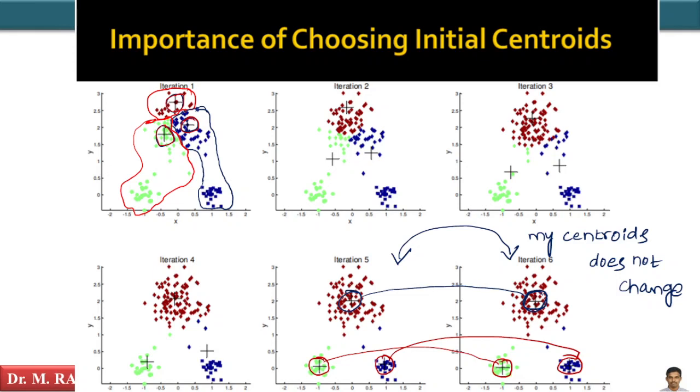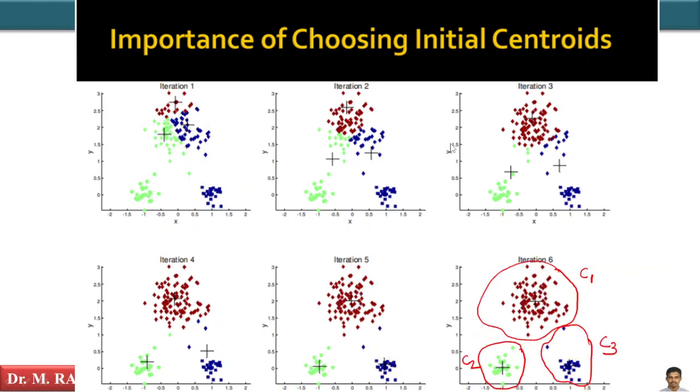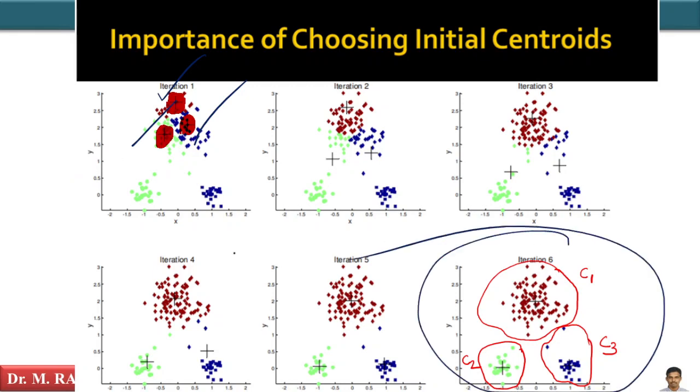My final clusters are, this is my first cluster, this is my second cluster, this is my third cluster, isn't it? Having these 3 points as my first 3 centroids, I got the desirable result. This is the desirable result, isn't it? Good results that I am expecting.